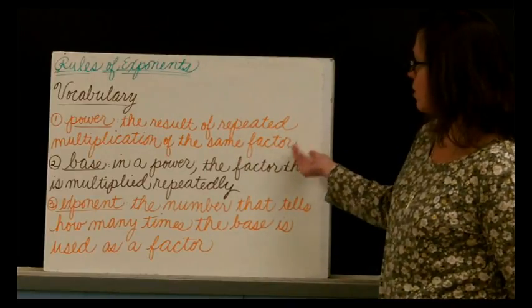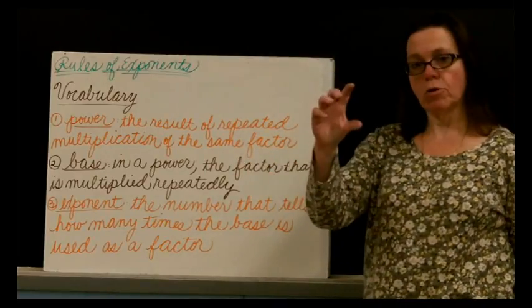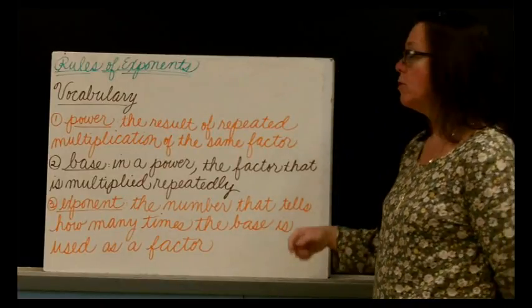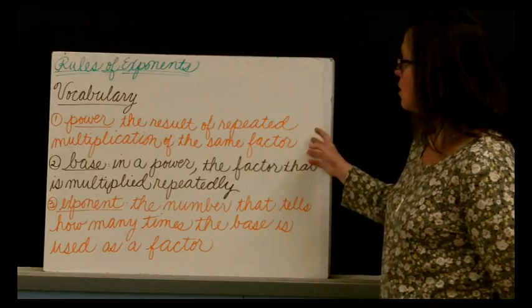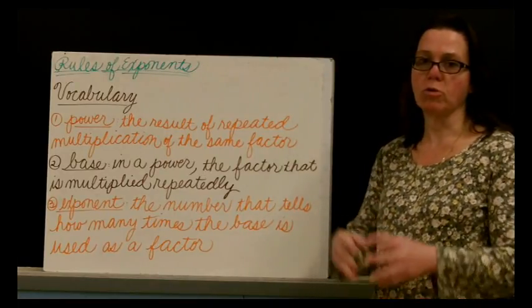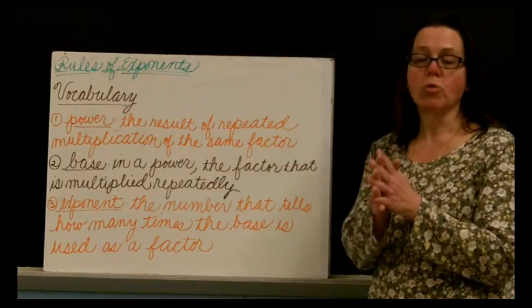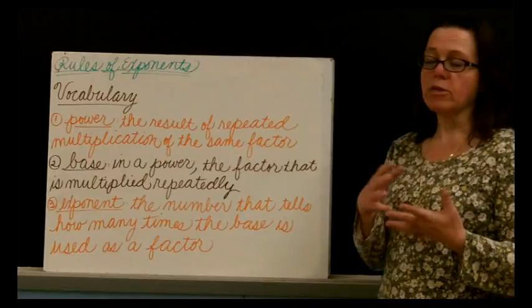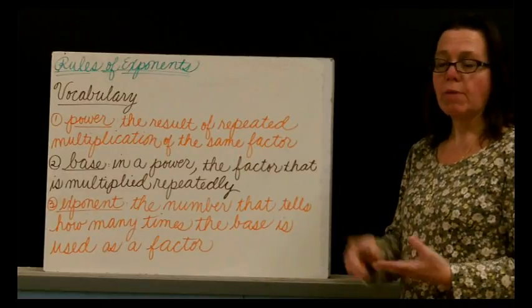First is a power. The power is a number that has an exponent with it. That whole piece is called the power. And what it means is that it's the result of repeated multiplication of the same factor. So when we see exponents, we are talking about multiplication. And there are two parts to a power.